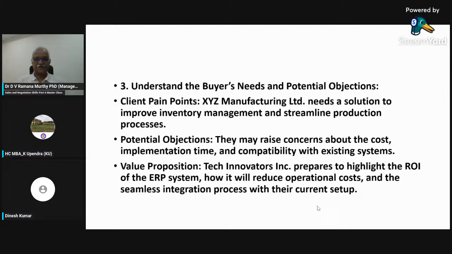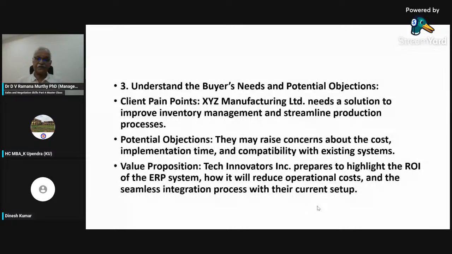Here, very, very important. As we said earlier, this technical organization must know the client's pain points. Who is the client? XYZ Manufacturing Limited. So what do they want? Suppose they want a solution to improve inventory management and streamline production process. This is their pain point. Whether your ERP system can answer these inventory management and production process issues.